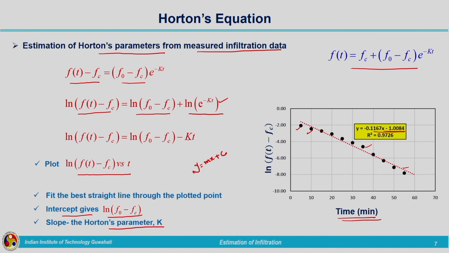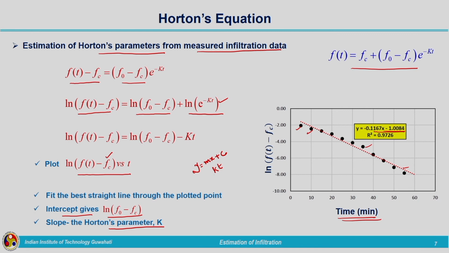This is y equal to mx plus c, instead of mx we are having kt. So, the slope m is giving us the Horton's parameter k. So, by this way, if we are making the plot ln of f of t minus f of c versus time, it will be giving us Horton's parameters. So, here there will be a confusion coming from where we will get fc.